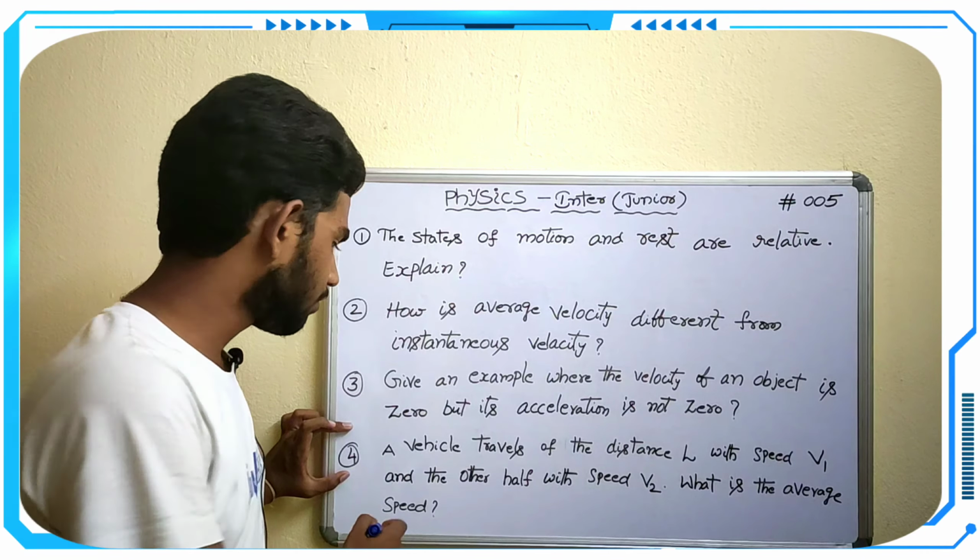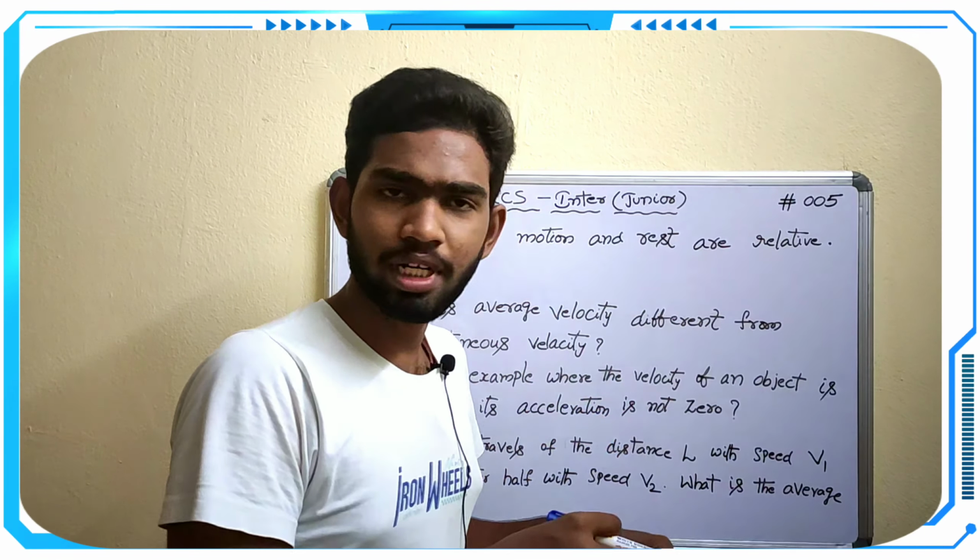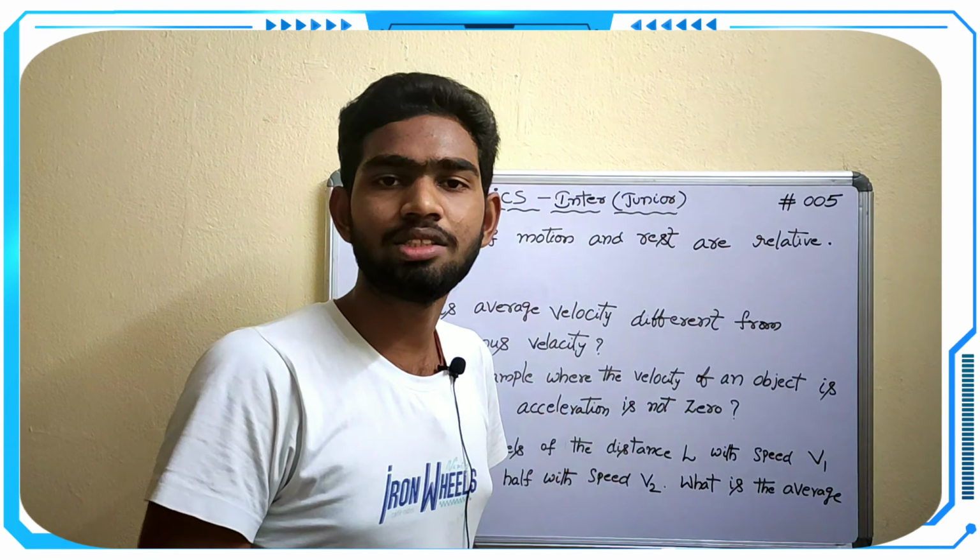As we come to the fourth question, it is a simple problem. Not only the remaining problems are tough, this is also tough, but we can estimate the problems in a simple way and write it. A vehicle travels half the distance L with speed v1 and the other half with speed v2. That means a single distance is there, but it is divided with respect to the speeds. So we have to break the distance into L1 and L2.